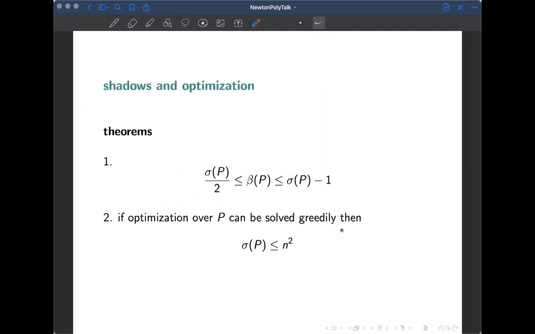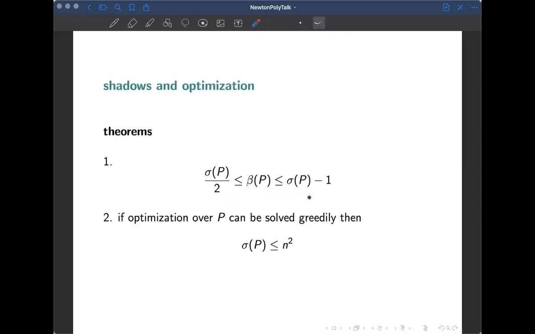Now I want to go back to shadow complexity. So we first observe that the number of breakpoints of this polynomial is equal, up to a factor of 2, to the shadow complexity. So these two quantities are basically the same. This is one thing we prove, one thing we observe.